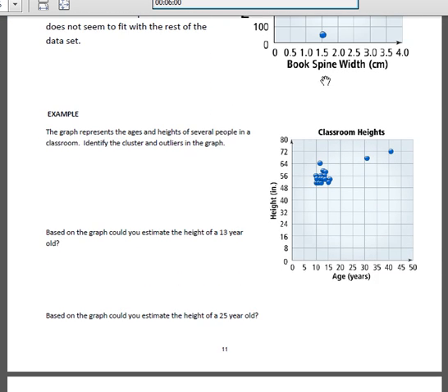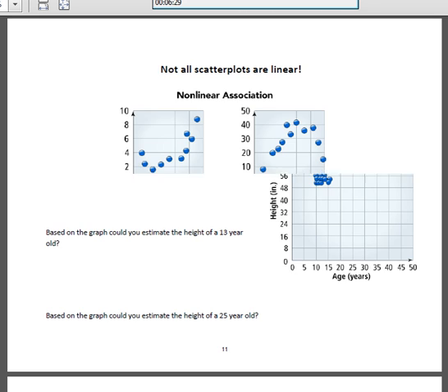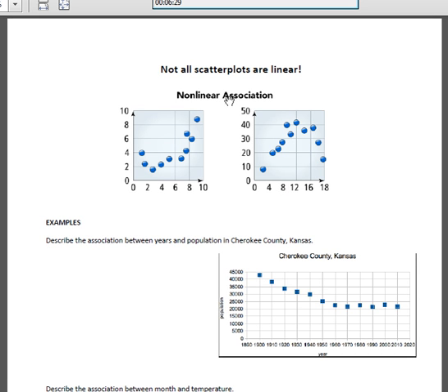The graph represents the ages and heights of several people in a classroom. Identify the cluster and outliers in the graph. Actually, I think you can go ahead and handle this on your own. Based on the graph, could you estimate the height of a 13-year-old? You should be able to. Then answer these two questions, and check with the answer key. I want to move on to the next page, page 12, and talk about one more big idea, and that is a nonlinear association.